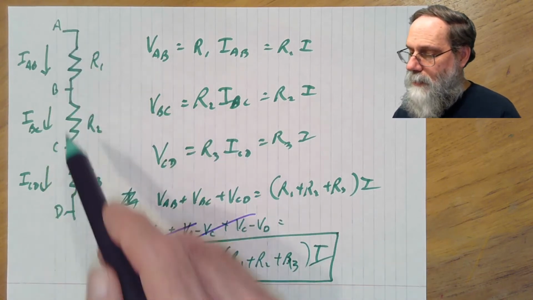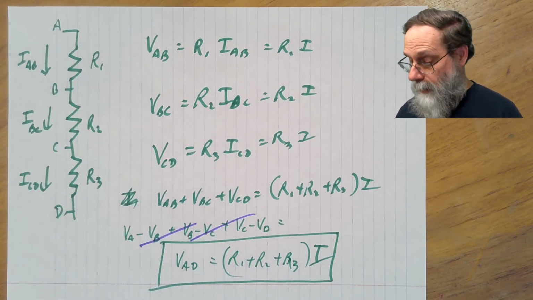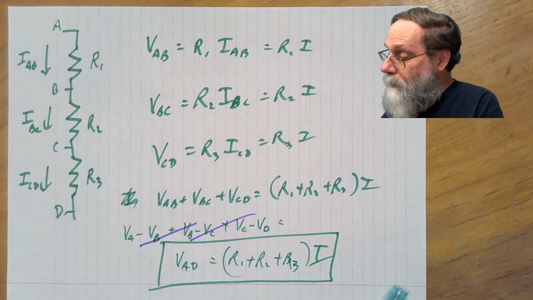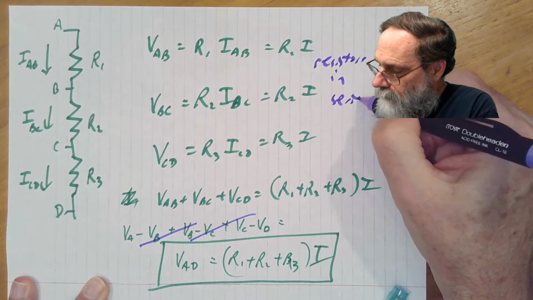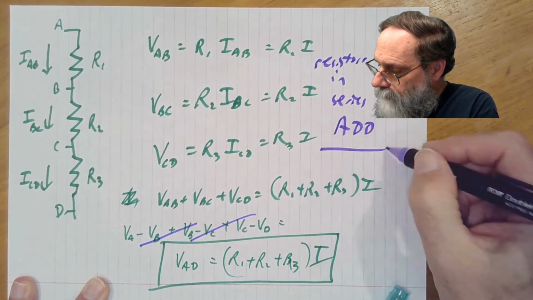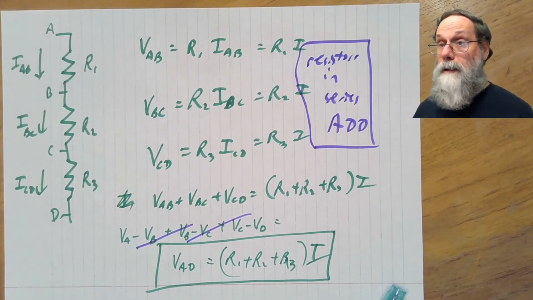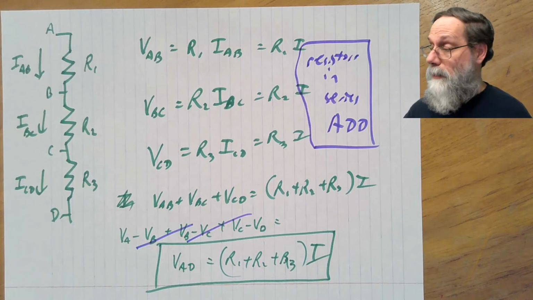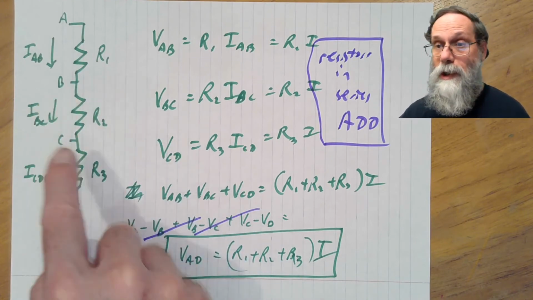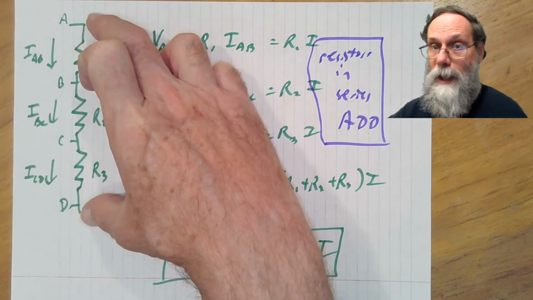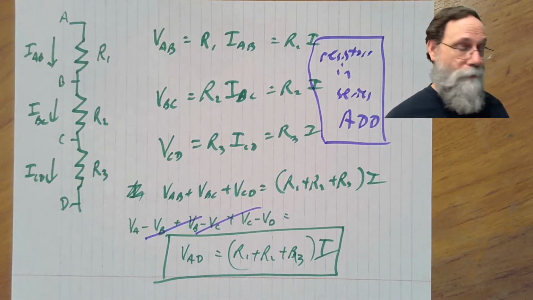Well, voltage from A to D, that's the voltage across the entire chain here. I is the current through the chain. So what this is saying is that resistors in series add. And that's a very nice, simple rule that's worth remembering. When you've got resistors in series, with no connections to stuff in between them, the whole chain has a resistance that's equivalent to just adding the individual resistors.